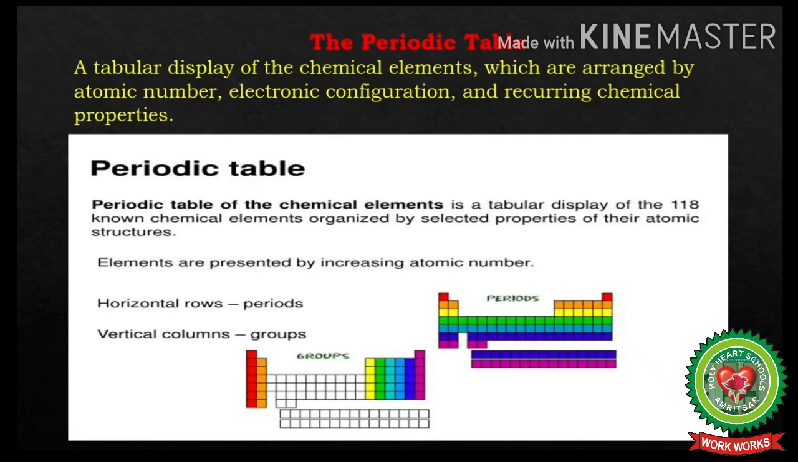Periodic table of the chemical elements is a tabular display of 118 known chemical elements which are arranged in accordance to their increasing atomic number in horizontal rows called periods and vertical columns called groups.